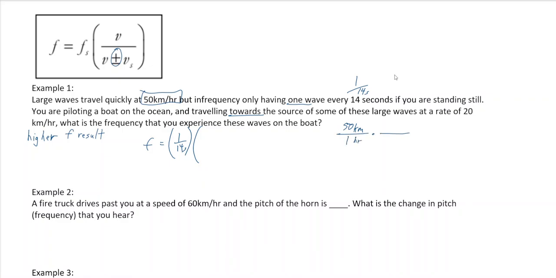So at first we want to get rid of kilometers by getting meters instead. So 1,000 meters is 1 kilometer. So we're going to multiply by 1,000. Then we want to get rid of hours and get seconds. So hours and hours cancel. So 1 hour is 60 times 60, or 3,600 seconds. So it's basically like dividing by 3.6.